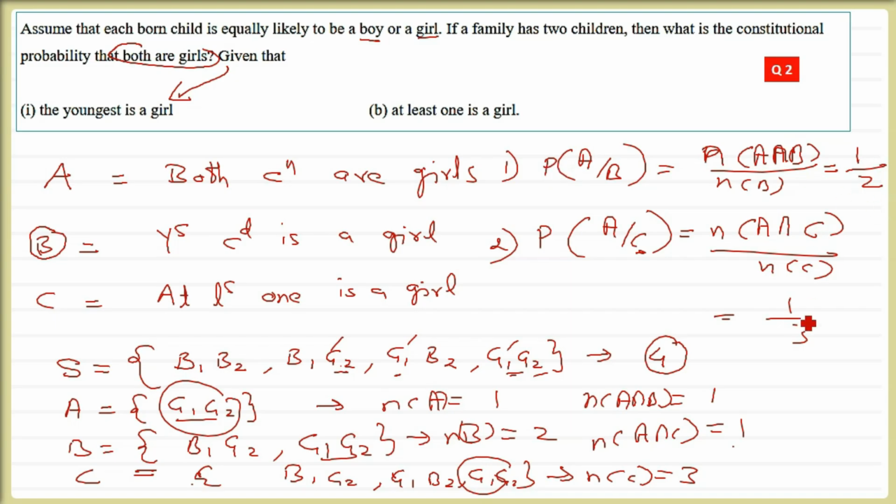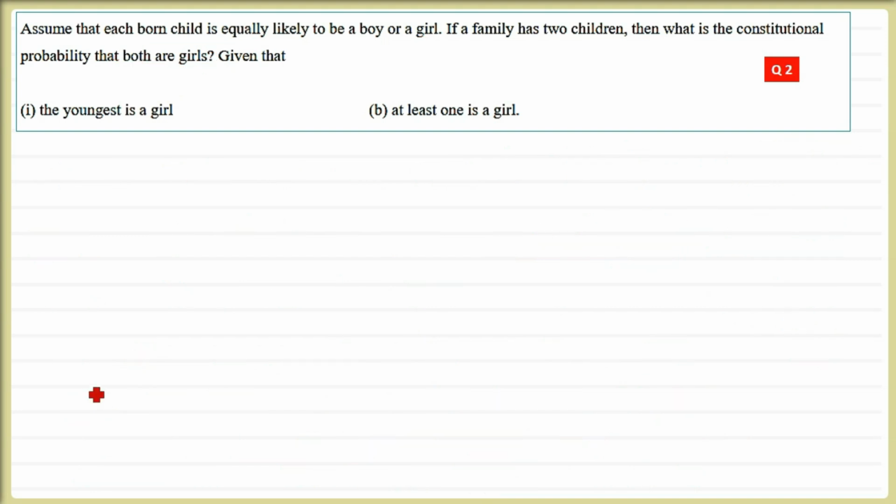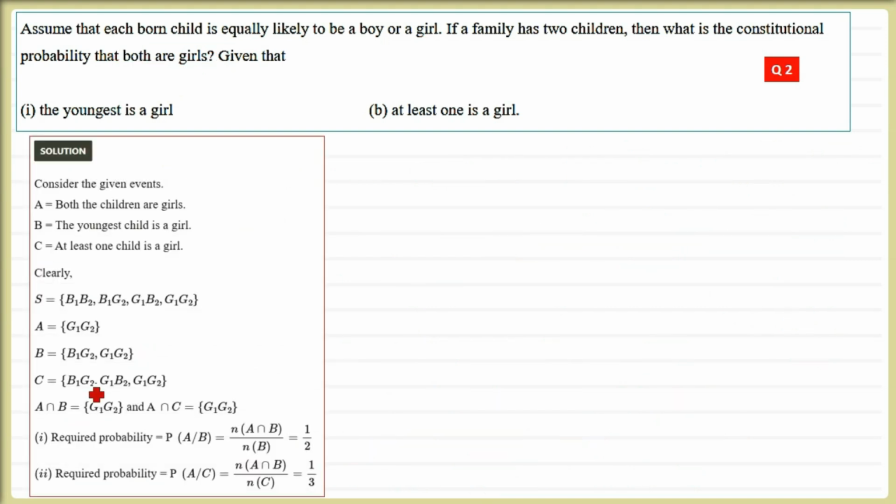So the probability of both girls, given that the youngest is a girl, is 1 by 2. And the probability of both girls, given that at least one is a girl, is 1 by 3. This is how you're going to write it.